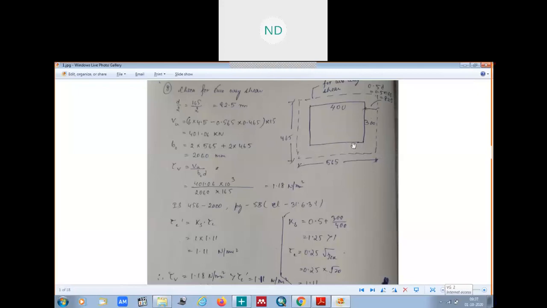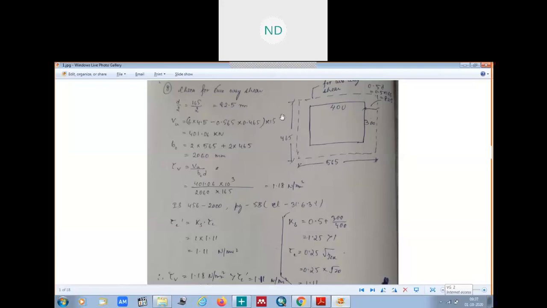This was 500 plus 82.5 plus 82.5, so this is 565. And this is 300 plus 82.5 here, and this side 82.5. We will get this one, 465, the vertical distance, this portion.